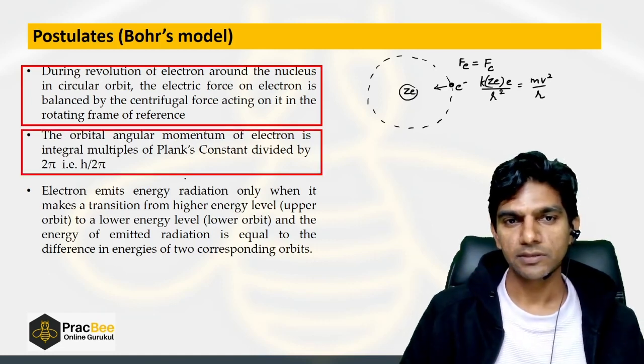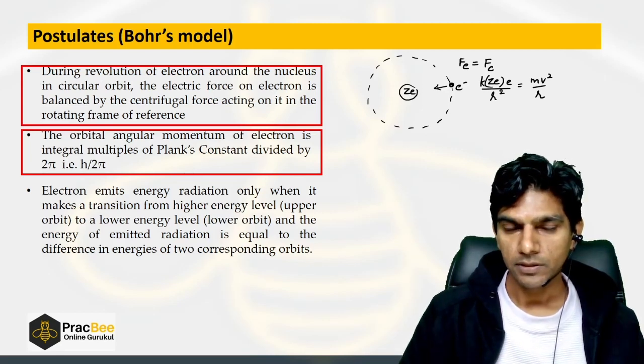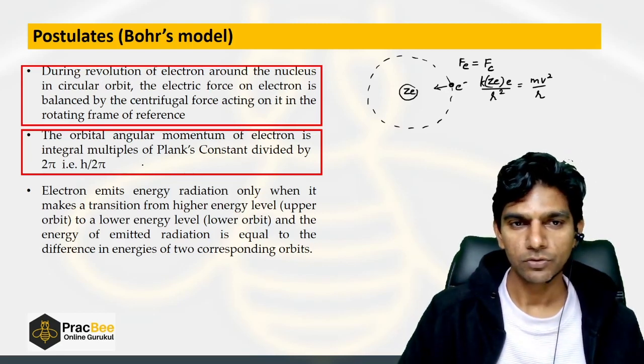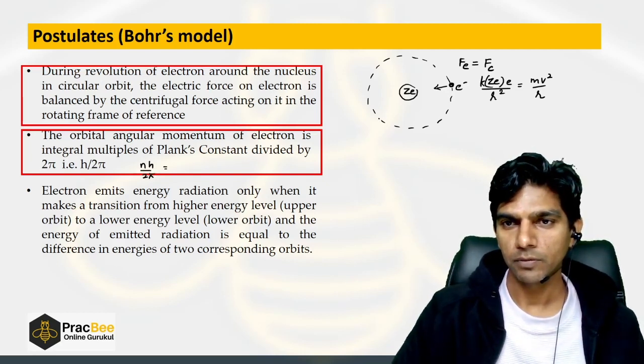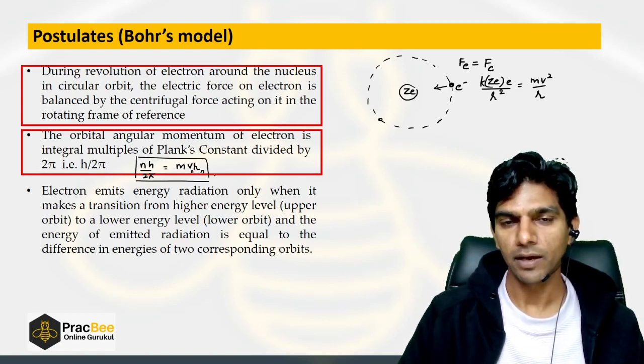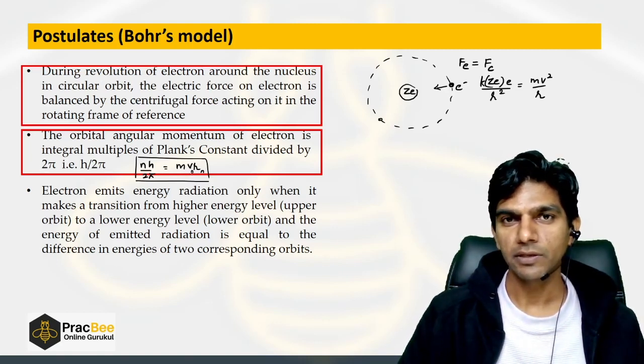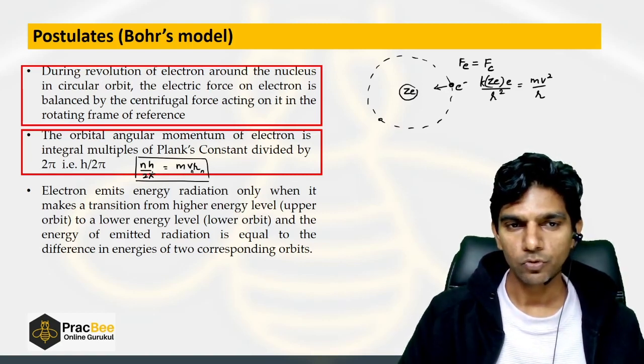Now the second postulate states that if the electron is orbiting in a particular orbit, then its angular momentum is conserved and it will be given by nh upon 2 pi. We know that if a particle is orbiting in a circle, then its angular momentum in magnitude will be given by mvr, right? So you should remember this equation also, m v_n r_n, where n stands for the nth orbit. The speed of the electron in the nth orbit will be vn, and the radius of the nth orbit will be rn. So m vn rn equals nh upon 2 pi.